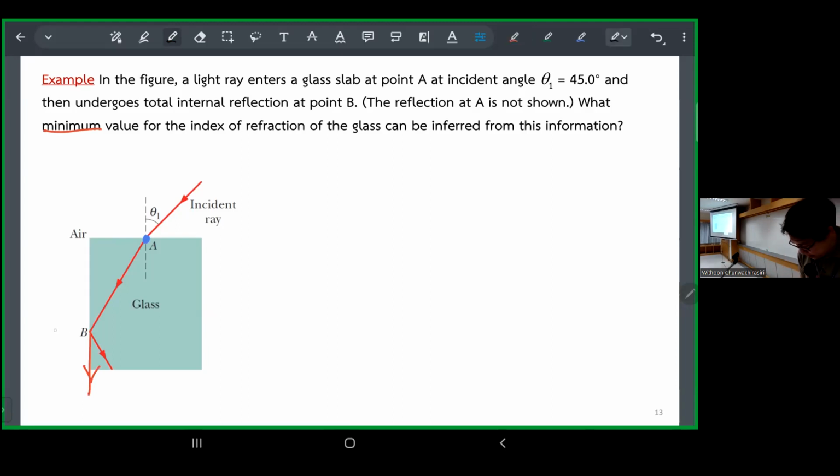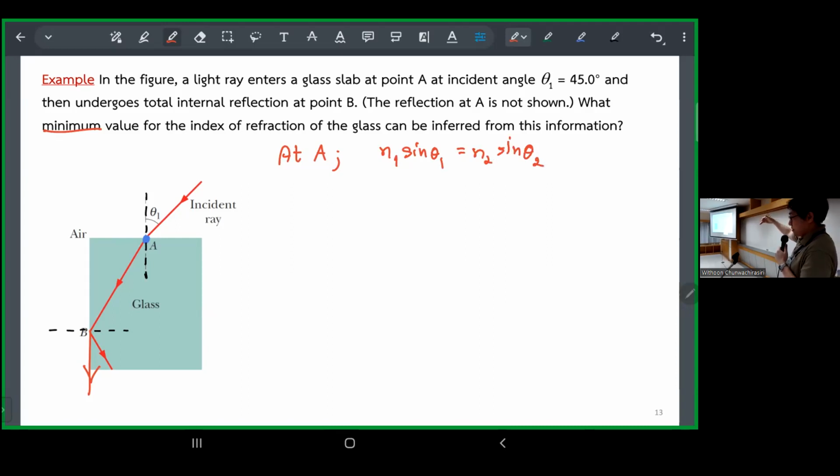Don't forget every time you try to apply Snell's law, draw a normal line to make it clear. Let's start from the top. At A, n1 sine theta 1 equals n2 sine theta 2. That's the Snell's law equation that we always use. In this case, light is coming from the air entering the glass. So at A it's n of air, and then sine of 45 degrees. You just plug that in.